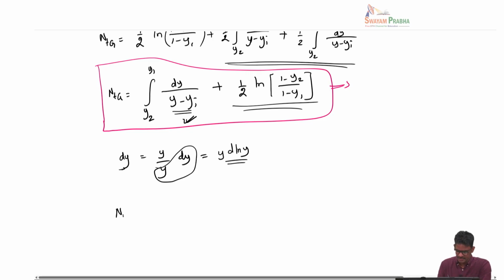So I will have NTG as the integral of y d of ln y, and here I have y minus yi, and the limit is also now changed to ln of y2 and ln of y1, plus the other term.